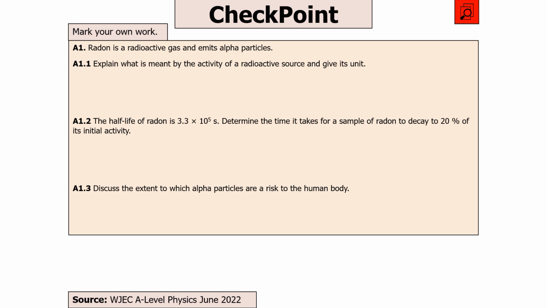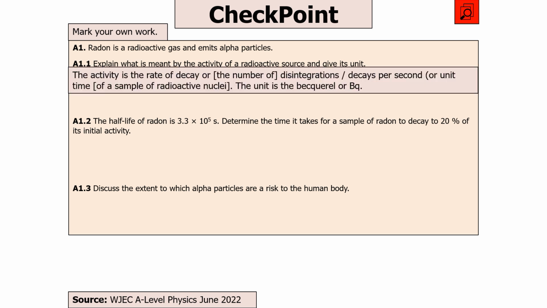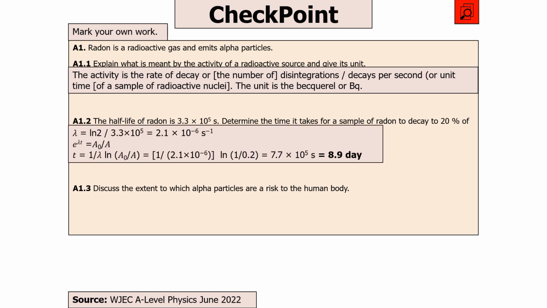Right, so in this first one, the definition of activity is the rate of decay, or the number of decays per second of the nucleus, and it's measured in becquerels. We know for the next one that the decay constant is log 2 over the half-life. So we've got the half-life in seconds, so we've got the decay constant to be 2.1 times 10 to the minus 6 seconds to the minus 1.